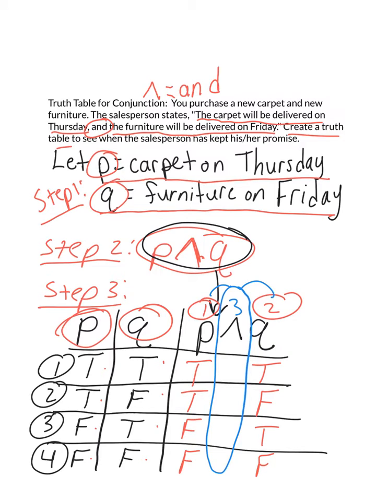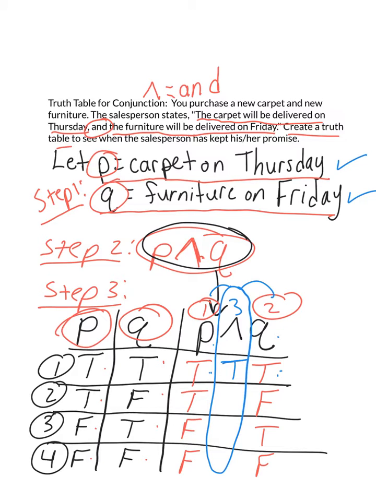Line 1, this and is surrounded by 2 T's. So if P is true and Q is true, that means the carpet does come on Thursday and the furniture does come on Friday. So if the salesperson says to you, I promise that carpet is coming on Thursday and that furniture is coming on Friday, and both items do come true, well, the salesperson has told the truth. So the final answer in that row is a T. So we just saw that 2 T's make another T. 2 trues make another true when you're dealing with an and.